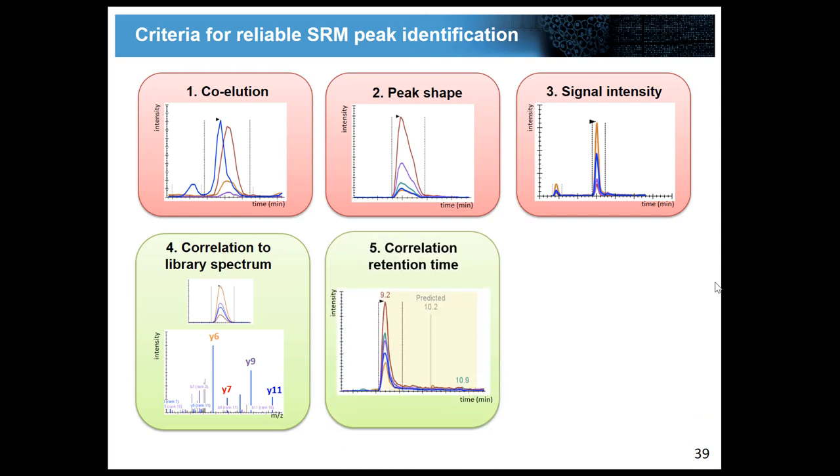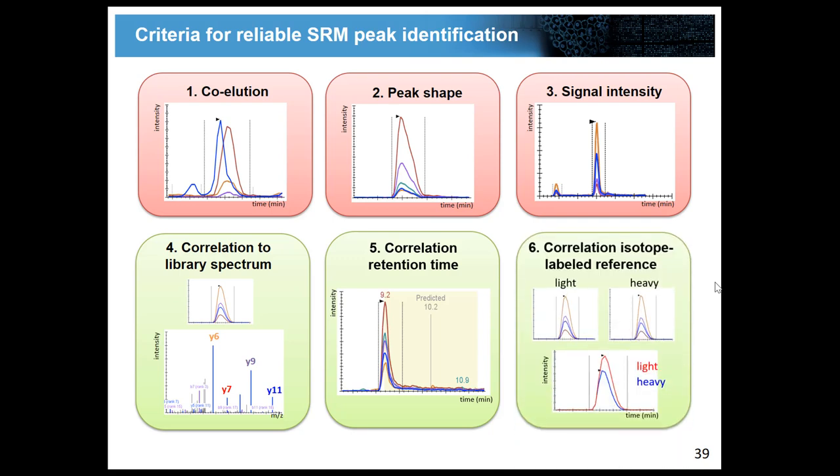Then there is correlation of retention time. If you have done iRT prediction or used a retention time predictor, you would like to see that the peak you find is close to the predicted retention time. And the last criterion, and the strongest one, is a correlation with an isotope labeled reference. If you have an isotope labeled reference present in your sample, then you would expect that the light and the heavy peptide have exactly the same relative transition intensities, they perfectly coelute, and they have the same peak shape. It's also something you can check in your data if you have a heavy reference present.